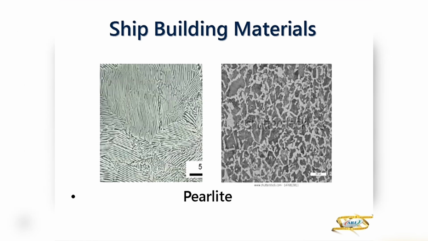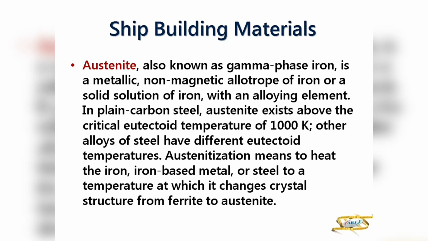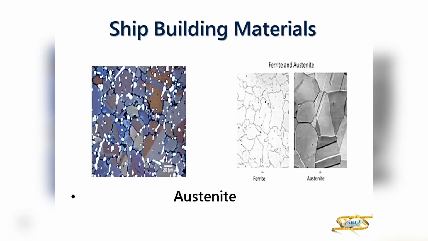So this is pearlite. Now there's another Fe3C, whose molecular structure will change due to the heat treatments. This is known as gamma phase iron, a metallic non-magnetic allotrope of iron, or a single solution of iron with alloying element. In plain carbon steel, austenite exists above the critical eutectoid temperature of 1000 degrees Kelvin or 723 degrees Celsius. Other alloys of steel have different eutectoid temperatures. Austenization means heating the steel to a temperature where it changes the crystal structure from ferrite to austenite. If you see, the structure has changed now.